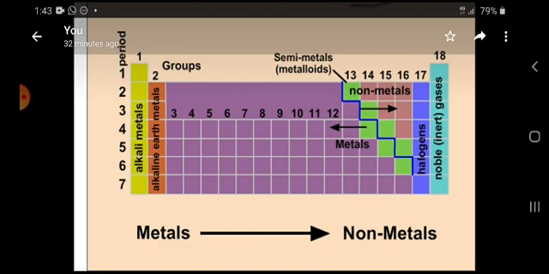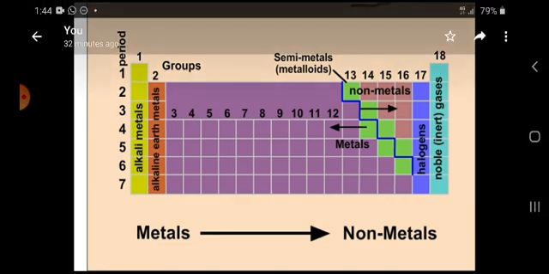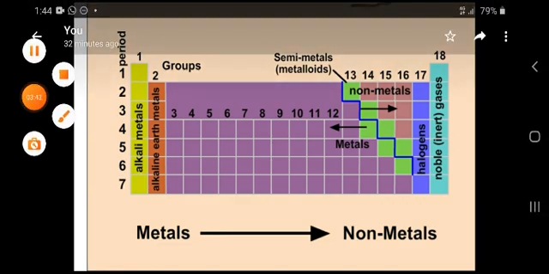Yes, so these elements have few properties of non-metals and few properties of metals, and that's why these elements are called semi-metals or metalloids. So it was all about the classification of the periodic table on the basis of metals, non-metals, and metalloids. That's all.